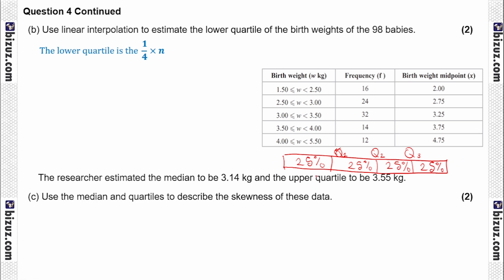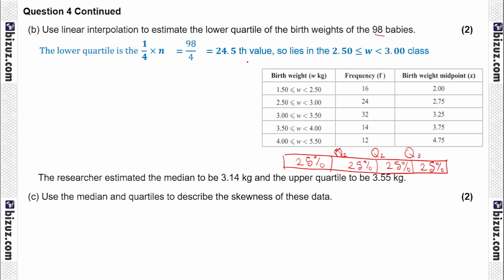So the position of the lower quartile, that is why, is going to be 1/4 of the total frequency. So 1/4 of n, that's 98 by 4, and that is basically 24.5. So it's going to be the 24.5th value. Although it doesn't make sense to have 24.5 as an index, that's still accepted and used in interpolation.